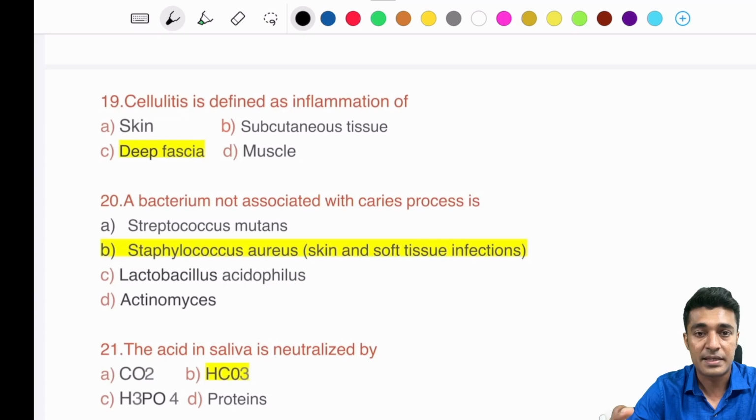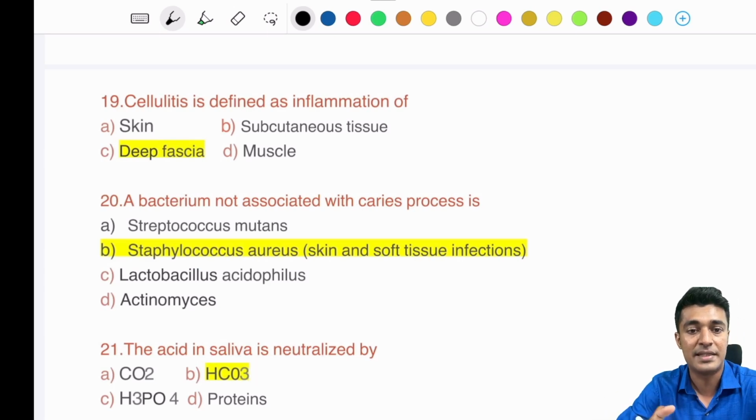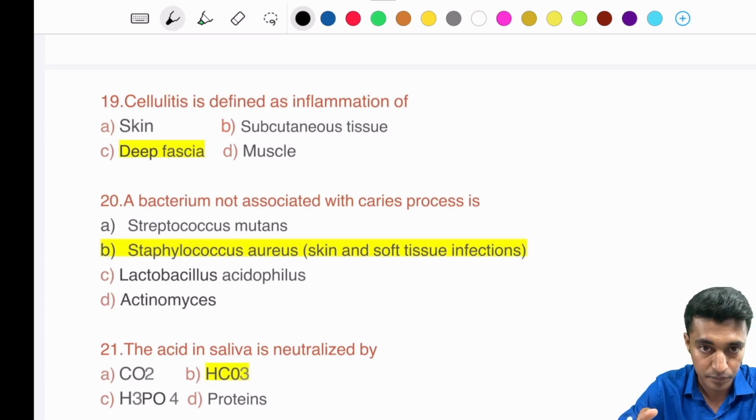Cellulitis is defined as an inflammation of the deep fascia. A bacterium not associated with the caries process is Staphylococcus aureus, which is associated with skin and soft tissue infections. Whereas Streptococcus mutans can cause soft tissue caries, Lactobacillus acidophilus can cause occlusal caries, and Actinomyces can cause root surface caries.